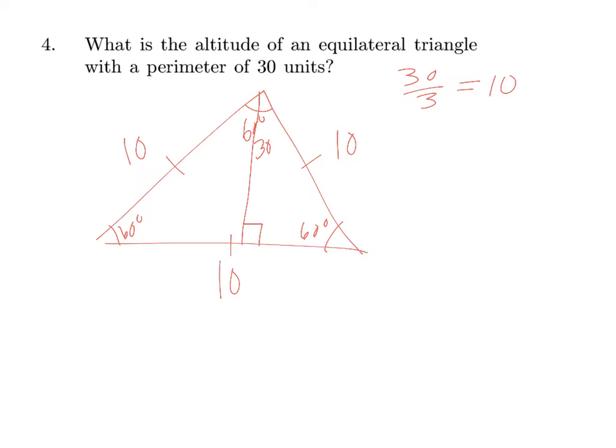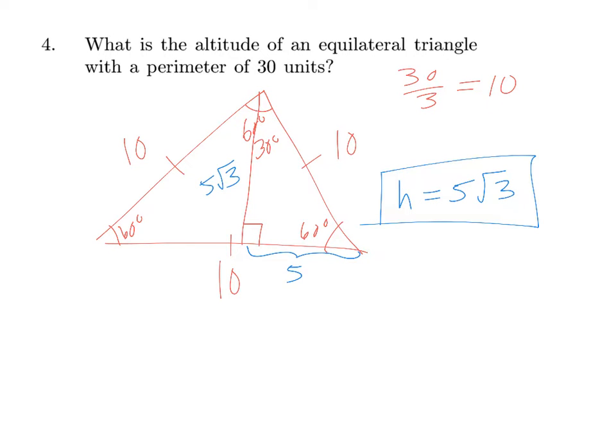Okay, so I know all these angles here are the same, and they all measure 60. So that's 30 there. Now this length here is 5. And it's the short leg to the 30, 60, 90 triangle. So what do you do to the short leg to get the long leg? You multiply it by square root of 3. And that's your height. So the altitude is 5 square root of 3. And we'll use units.